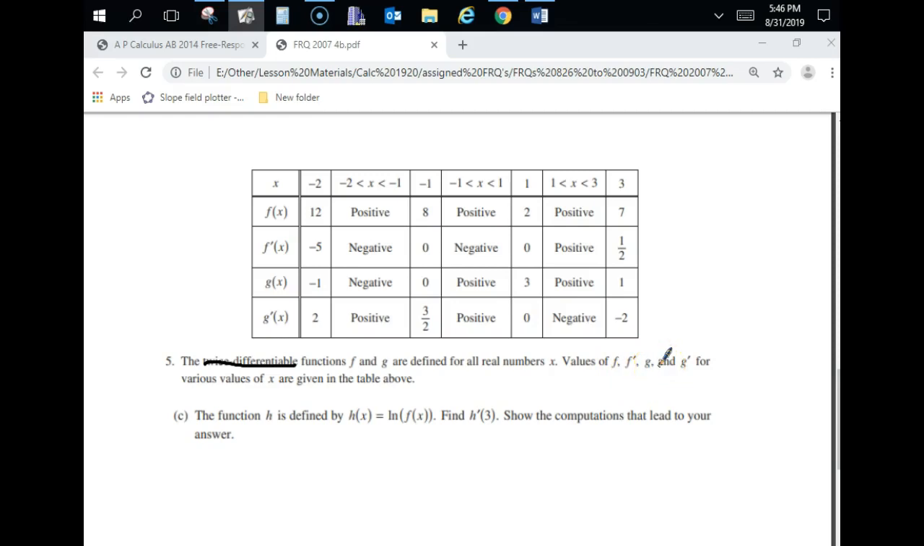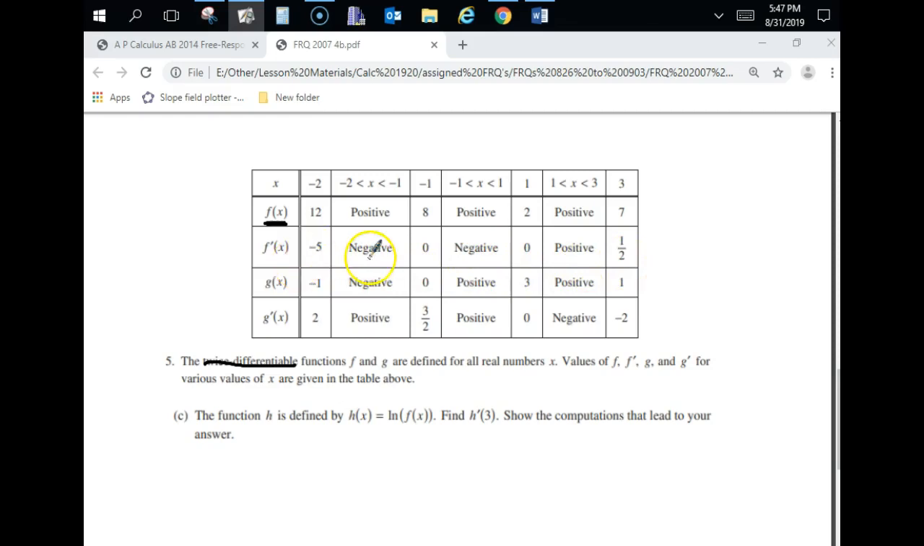So it's a table problem. Right here, the value of f when x equals -2 is 12. And for anything between -2 and -1, the y values are positive. Remember, f of x is the y value, right? And when x equals -1, the y value is 8. But for anything between -1 and 1, the y values of f are all positive, etc. Then they give us the same information for its derivative at those values.